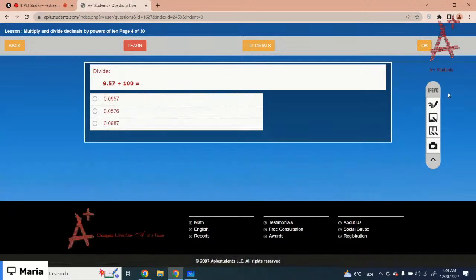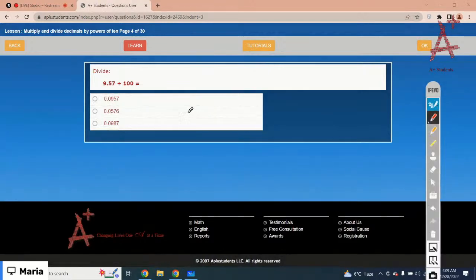Okay, you have 9.57. You have to move the decimal point left or right. It would be left. 100 has two zeros, so you have to move the decimal point two places left. You always only have one, so add a zero. Now you have two decimal places. Got it? It would be then 0.0957. Got it? So which option is the correct one?